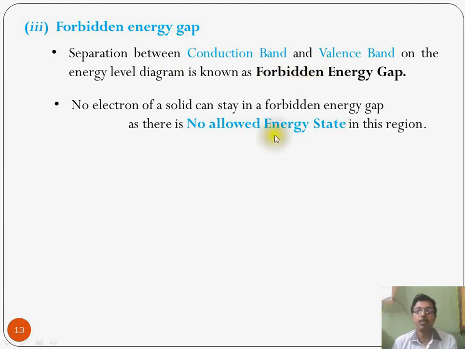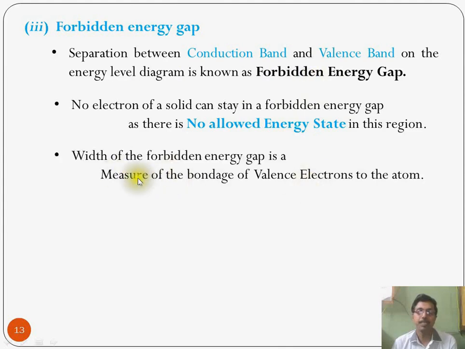Here we have to note there is no allowed energy state in this region. That is because electrons do not gain any energy levels in that gap, that is, in the space between the conduction band and valence band. So the width of this forbidden energy gap is a measure of the bondage of valence electrons to the atom.